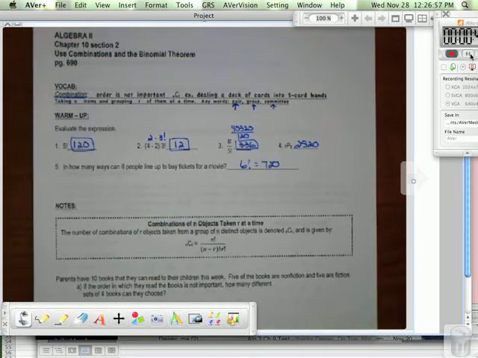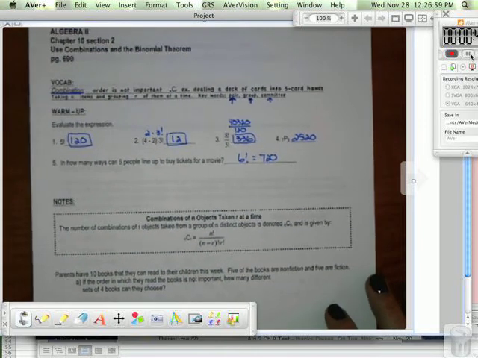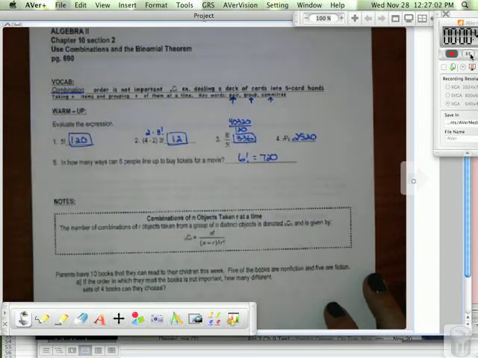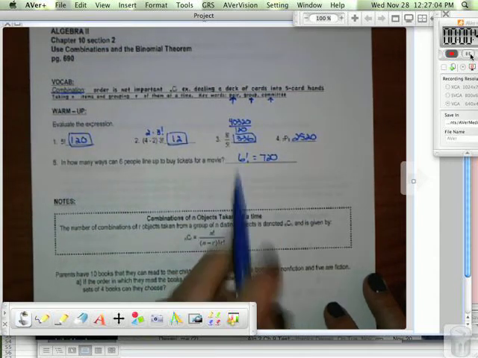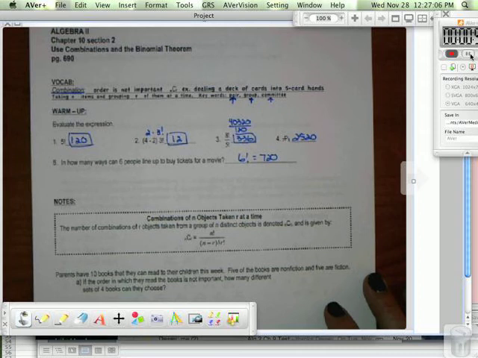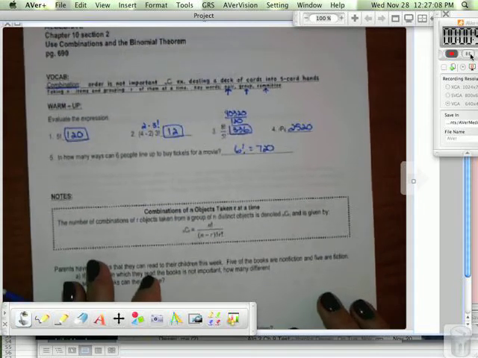All right, here are the answers for the warm-up. Most of it I probably would just use my calculator for, and hopefully it all went well. If it didn't, just ask me about it tomorrow. Okay, let's start working with combinations.